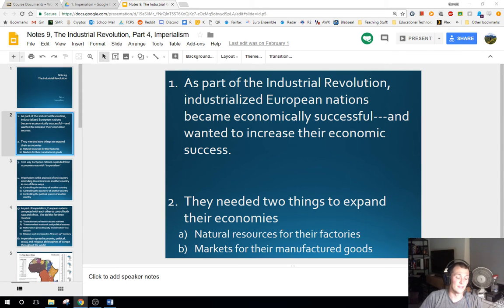And this expansion is going to take on a number of different forms, but in most cases, it's going to actually be land. Those are the big reasons: they want to continue their economic success and ultimately increase that economic success as well. So that's the big thing.